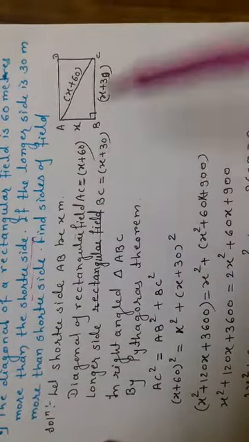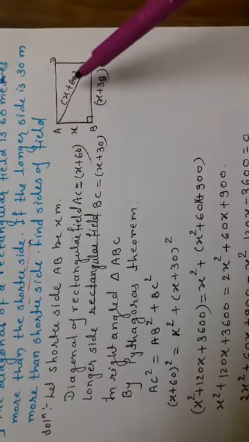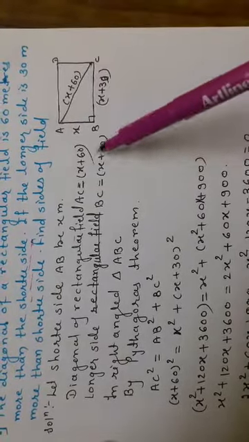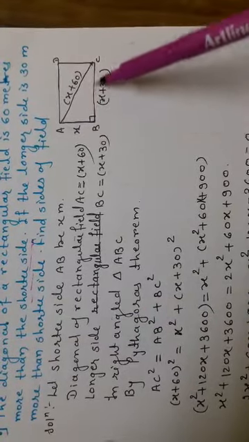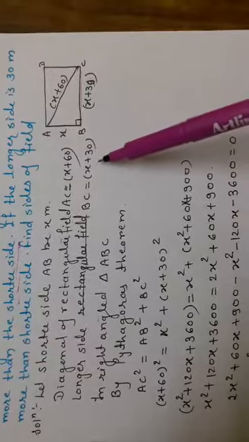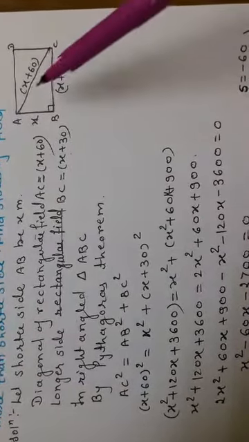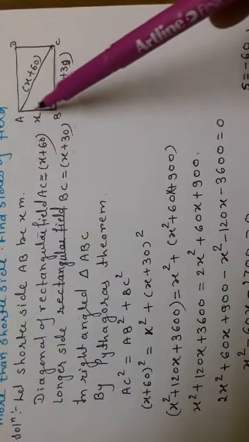The diagonal of the rectangular field, that is AC, I had joined here because they had said diagonal. So here it is x plus 60. And the longer side, BC, we have taken as x plus 30 because it is more than the shorter side by 30. Now which method and what relation will we use here?